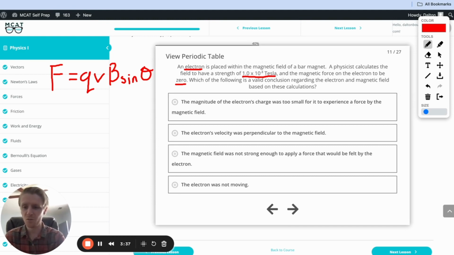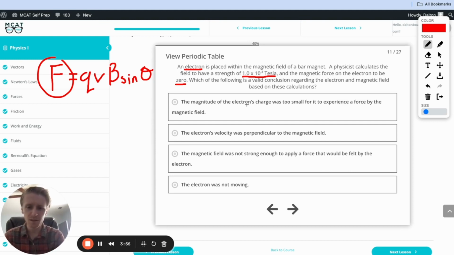That's probably the most helpful thing we know, because if this side is zero, if this F is going to be zero, and all these things are being multiplied together, then at least one of them should be zero in order to make this side zero. That would make sense. So let's go ahead. We want to know which of these conclusions is valid. Which of these things could be possible? We'll start with the top.